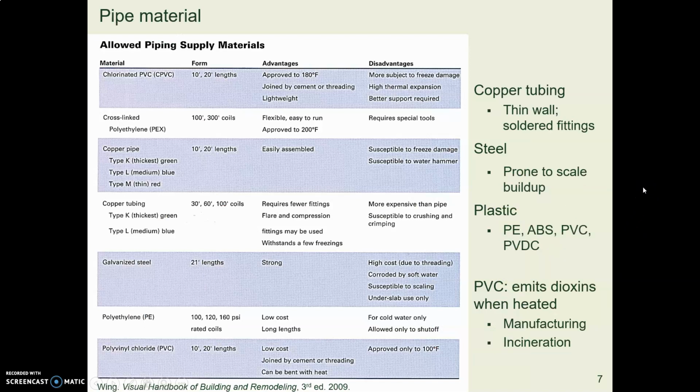There are certain kinds of pipe materials that are permitted by code. You'll notice that lead pipe is no longer legal. Back in the 19th century, early 20th century, you'd hear people talk about lead pipe. And in fact, the Romans used lead pipe, and they suffered lead poisoning as a result. So we don't use that anymore. We do use copper, steel, and various kinds of plastic.